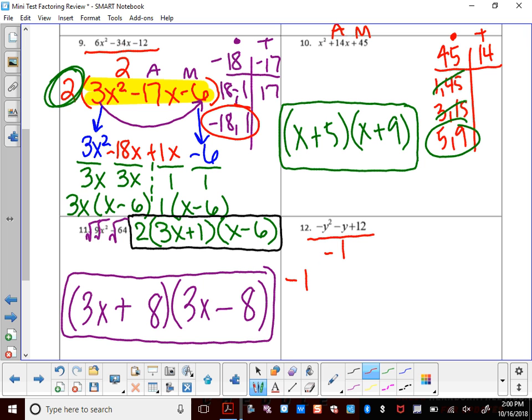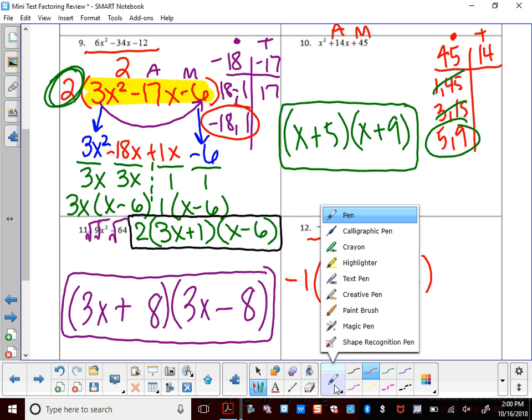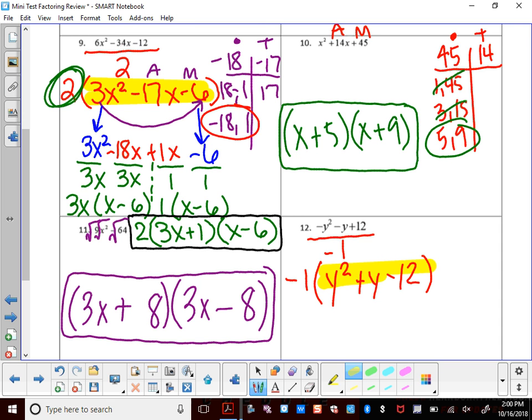Alright, so I take out the negative 1, and I'm left with y squared plus y minus 12. My negative 1 out front can just stay. I'm cool with that. It's just a GCF. I'm going to try to factor my highlighted part. I can get right into my AM method. I have 3 terms. Okay? So, I need 2 numbers that multiply to give me negative 12 and add to give me 1.